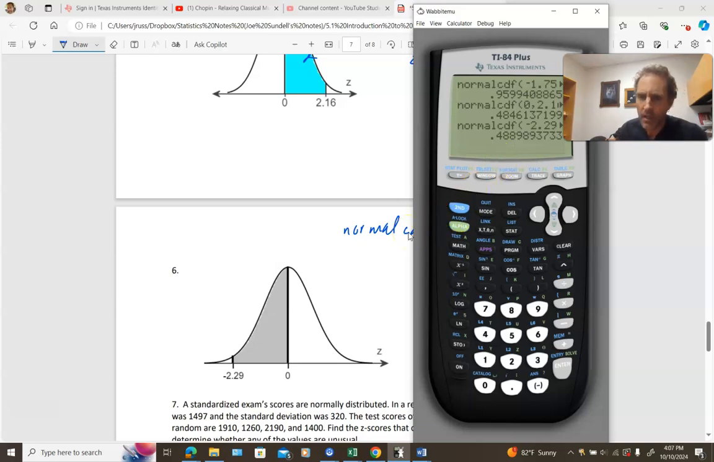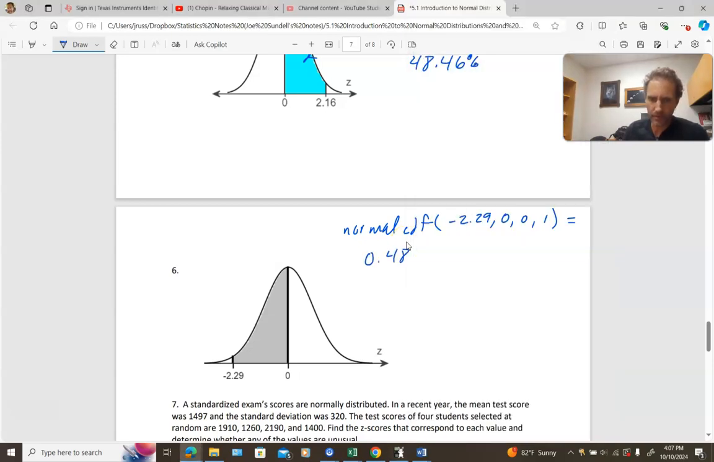So what would I round this to? If I went to 4 decimal places, the 8 would bump the 9 up to a 10, which would bump the 8 to a 9. So this 89 would become 90. So 0.4890. Okay, or in other words, 48.90%.